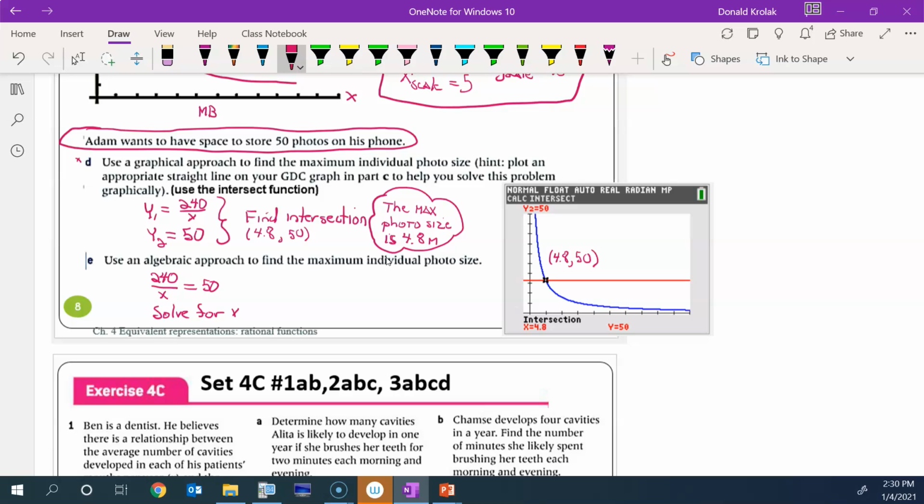Okay. Now, if I take this equation and I solve it for x, multiply both sides by x, divide by 50, and we get 4.8.